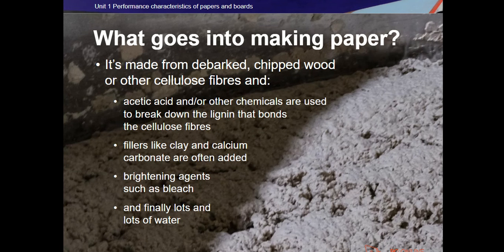So it's made in a big vat, basically like porridge. As you can see in this picture, it looks just like porridge, and it's debarked chipped wood mixed with acid to bleach it. Fillers like clay and calcium carbonate are often added. Brightening agents such as bleach, to make it white. And finally, lots and lots of water.